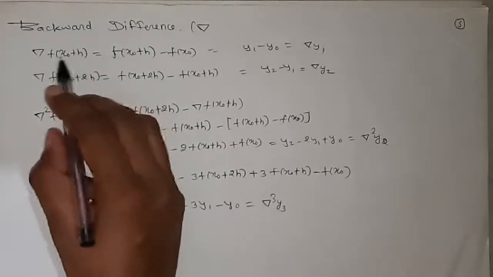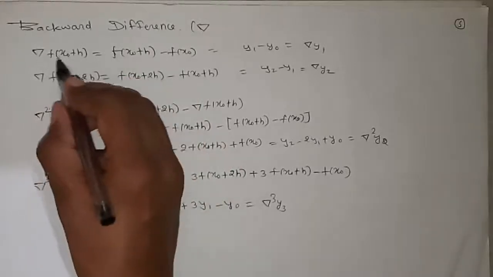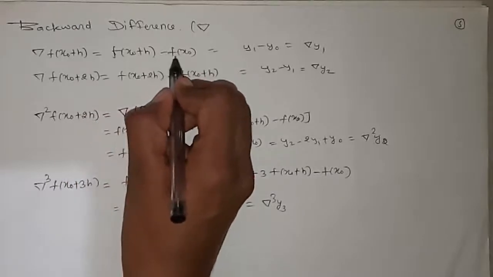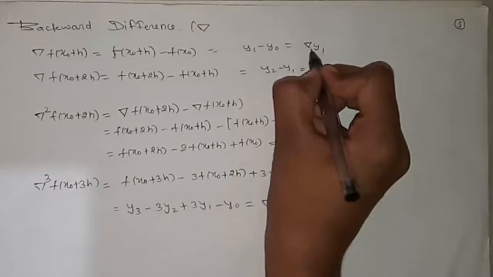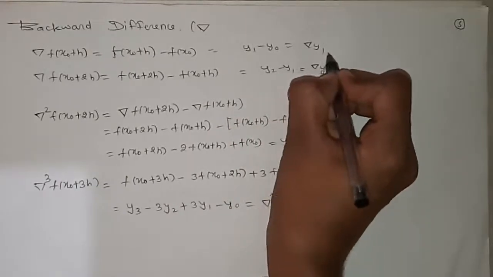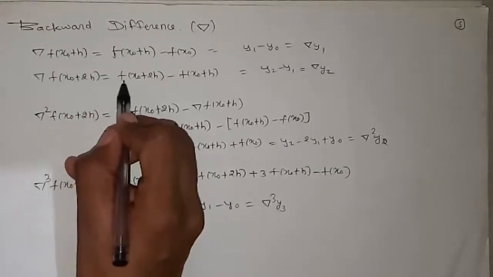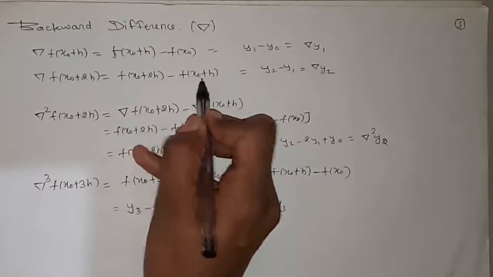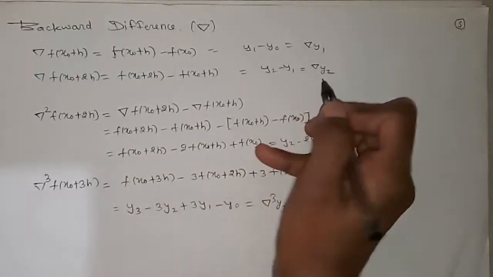So this is the basic difference between forward and backward difference. My ∇f(x0 + h) is given by f(x0 + h) minus f(x0). So this is my y1 minus y0, and it is represented by backward difference ∇y1. Again, my ∇f(x0 + 2h) is equal to f(x0 + 2h) minus f(x0 + h), which is given by y2 minus y1, which is equal to ∇y2.